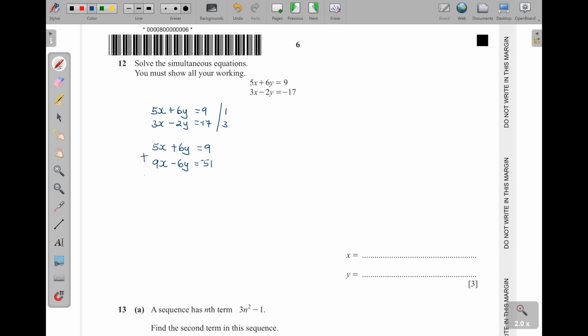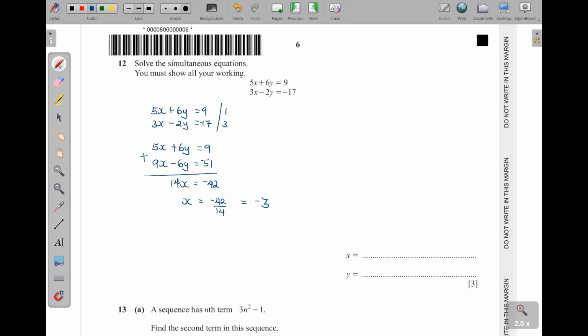Now, we shall add these ones because the signs here are different. If the signs are the same, you subtract. If the signs are different, you add. So 5 plus 9, you get 14. And then 9 minus 51, we shall get negative 42. So meaning our x is going to be equal to negative 42 out of 14, which is actually negative 3.